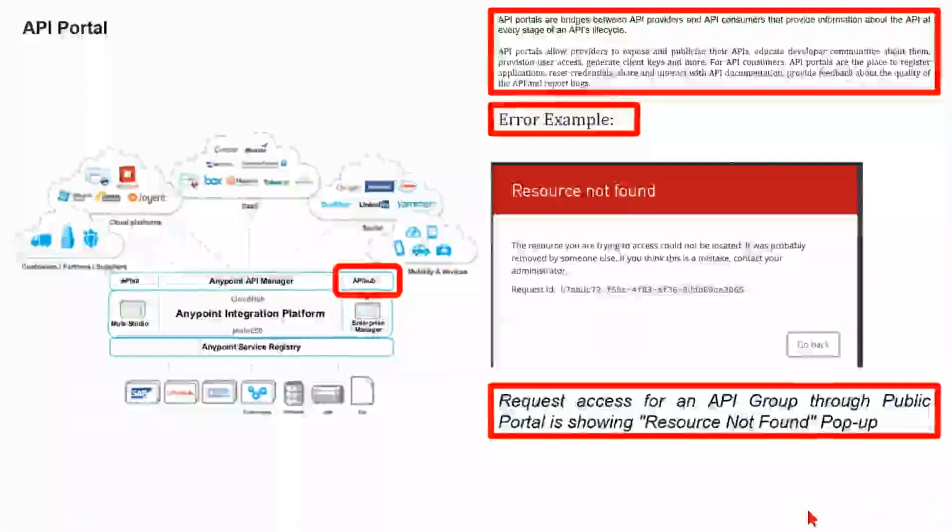As an error example, we can consider this. Request access for an API group through the public portal is showing a resource not found pop-up. The resource you are trying to access could not be located. It was probably removed by someone else. If you think this is a mistake, contact your administrator. There's a request ID here.